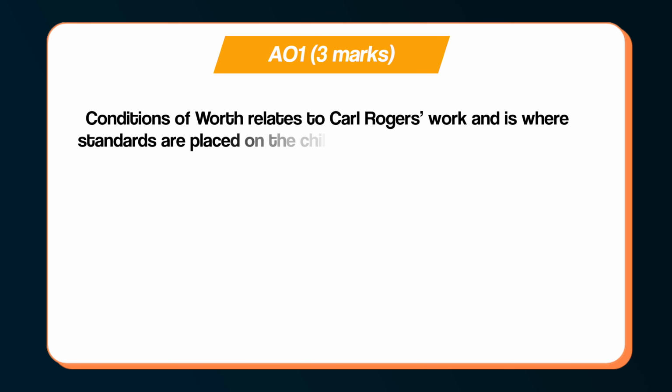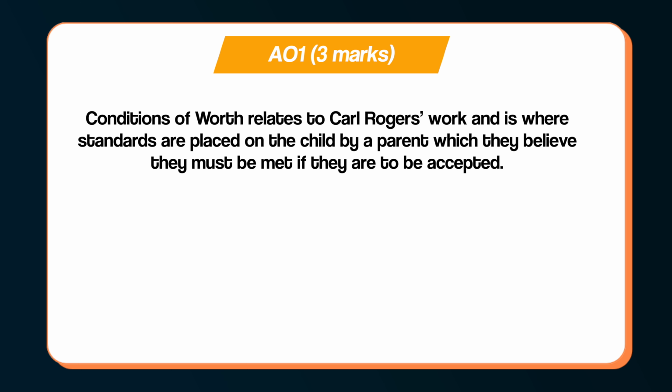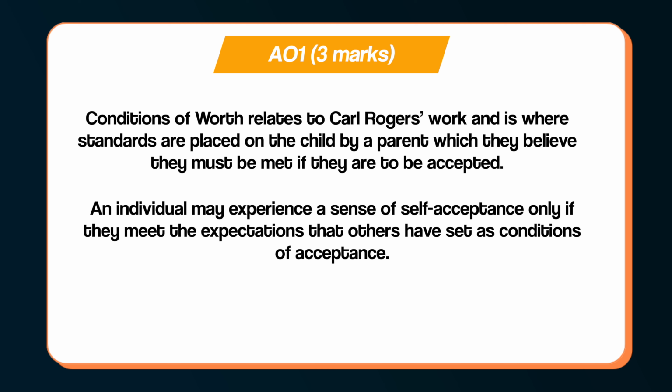Now at this point we could then talk about what self-actualization looks like for Rogers with congruence, but because we only need 3 marks of AO1, I would move on to write about conditions of worth. So you could write something like this. Conditions of worth relates to Carl Rogers' work and is where standards are placed on the child by a parent which they believe must be met if they are to be accepted. An individual may experience a sense of self-acceptance only if they meet the expectations that others have set as conditions of acceptance. Now let's think through the AO3 evaluation.